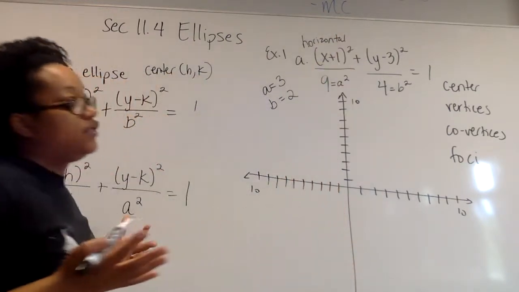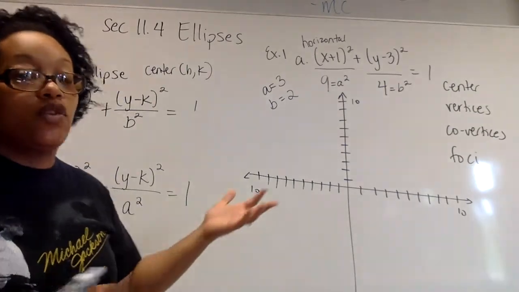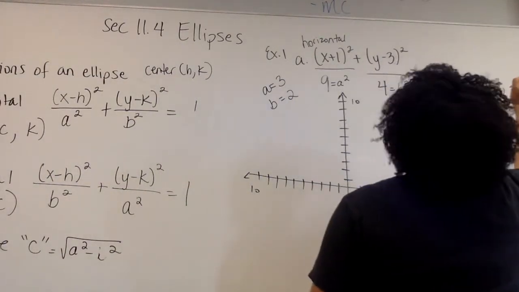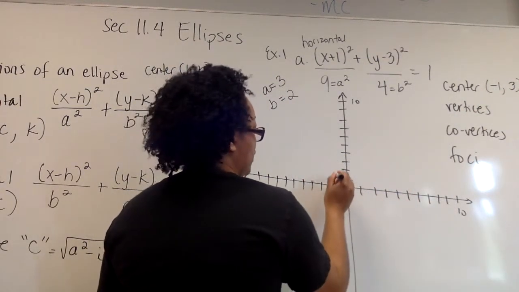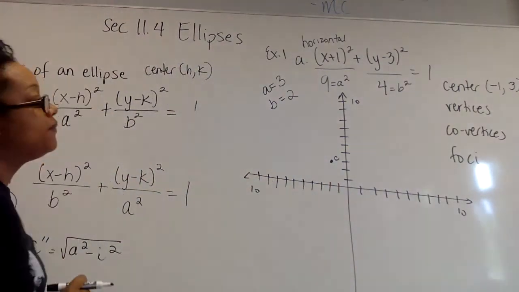Now, what is your center? That's the first thing that they ask for. Well, your center is your H and K. So when you pull that out, hopefully you see that your center is -1, +3. So let's go ahead and plot that. There's my center right there. Okay, did I do that right?